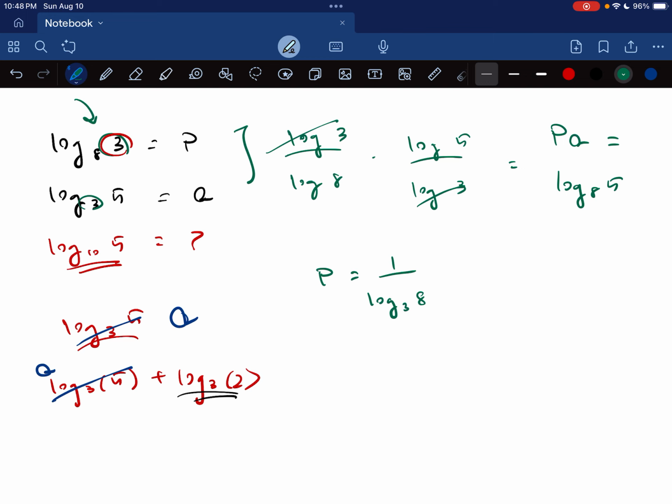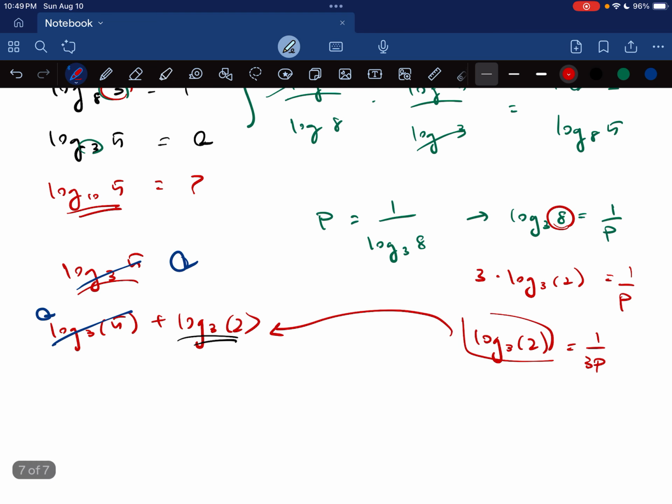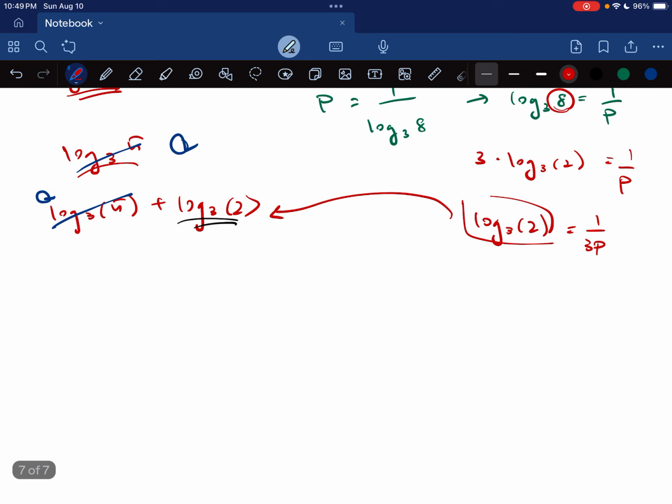Moving it over to the other side, you get that log base 3 of 8 is equal to 1 over p. Now you notice that 8 is 2 to the third, so this is 3 times log base 3 of 2 equal to 1 over p. So log base 3 of 2 is actually equal to 1 over 3p. Now we have exactly what we need, so we can sub it back into here.